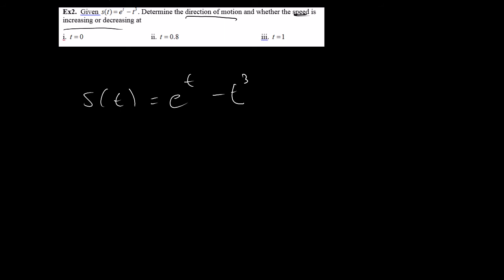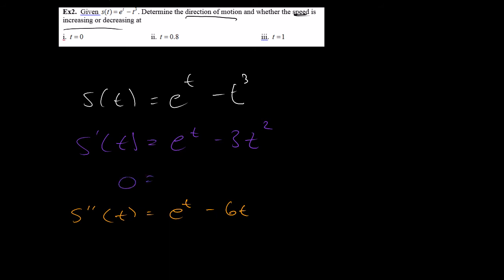So to find out the direction of motion, we need to take a derivative. So if we look at our first derivative, then we're going to get e to the t minus 3t squared. And we also know that we need to take a second derivative to talk about our speed, e to the t minus 6t. So we're going to set this equal to 0, and that's a doozy right there.